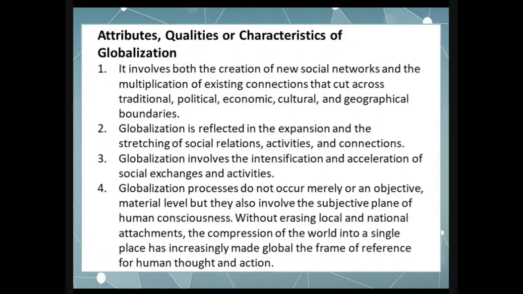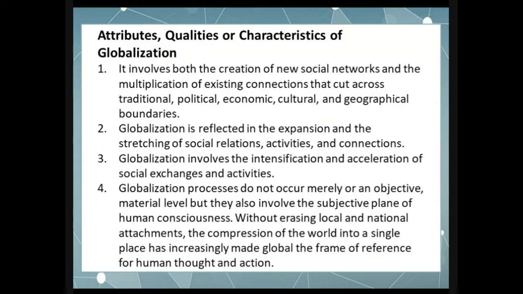So, nagkakaroon ngayon ng interaction of local and global relations. Nagkakaroon ng overlapping with regards to national and regional horizontal scale.